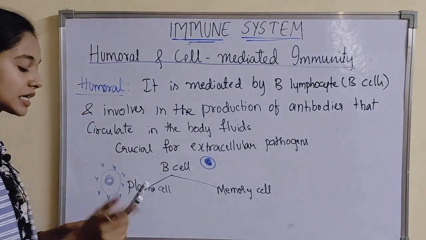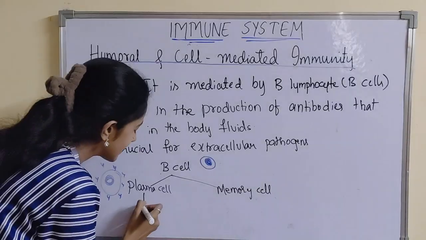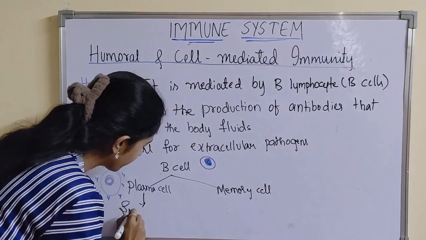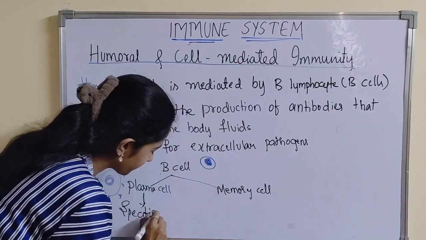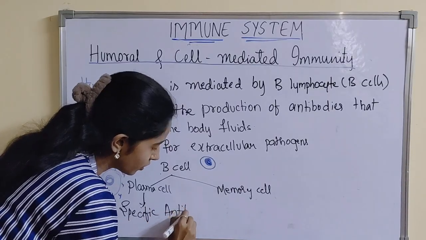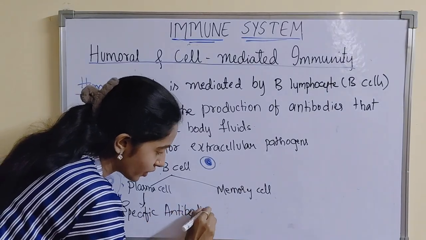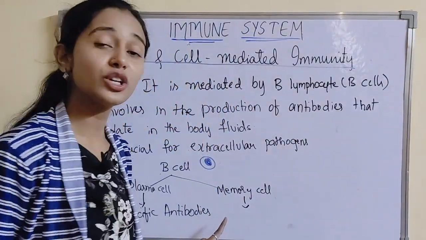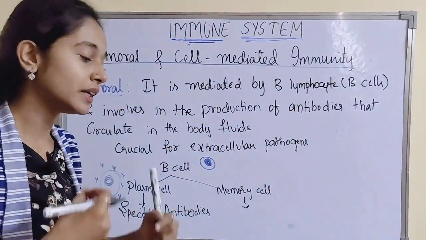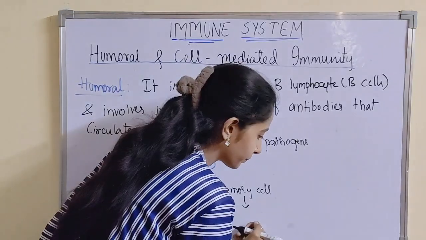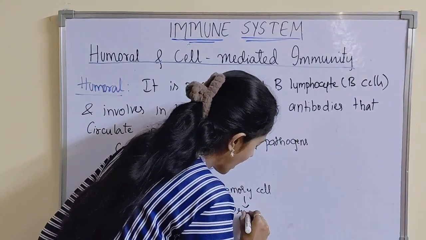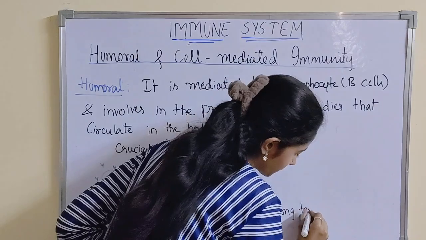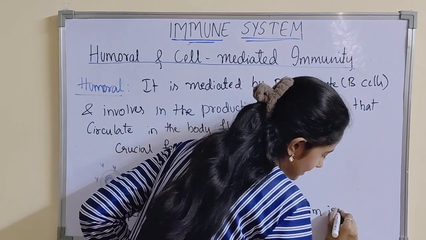These plasma cells are responsible for production of antibodies. They secrete specific antibodies. And the memory cell का काम क्या होगा? They will keep memory of the pathogen. This provides long-term immunity. We can say it like this, right?